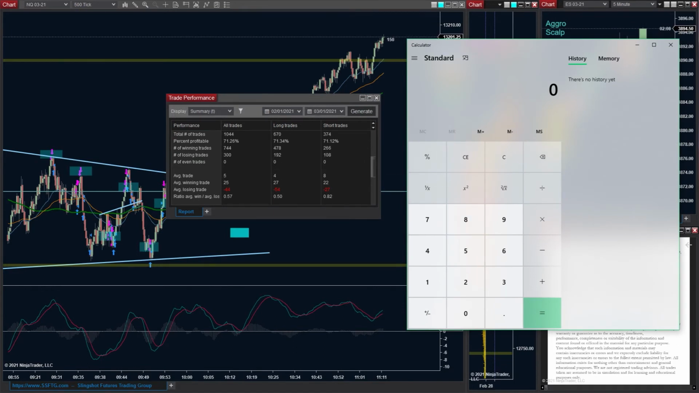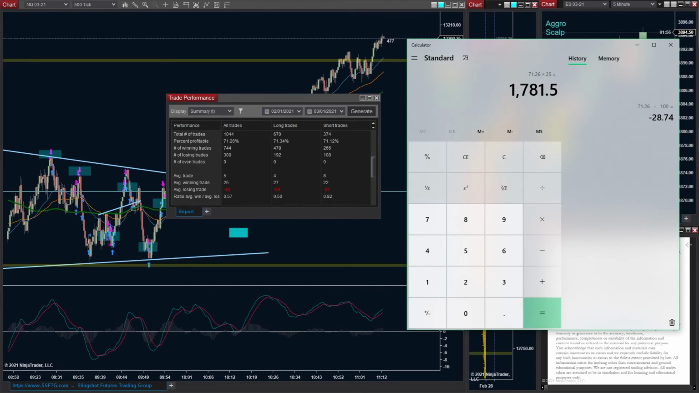But if we take our average accuracy, 71.26, minus our losses, 28.74. So 71.26 times our average winning trade of 25. Then we can take our losers, which would be 28.74, times our average loss, which is, oops, no, I almost did that again, times 44, and that's 1264.56. So if we take that number, 1781.5 minus 1264.56, it's a positive expectancy. Although it's not a very high expectancy.